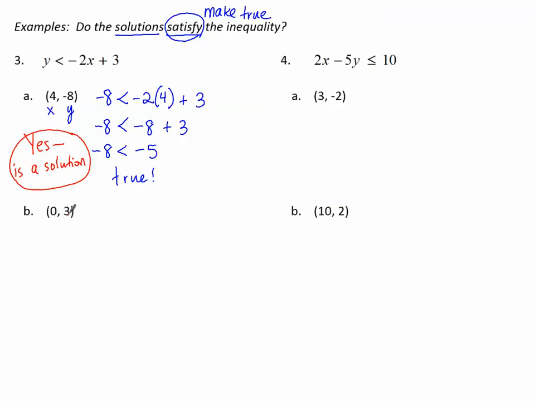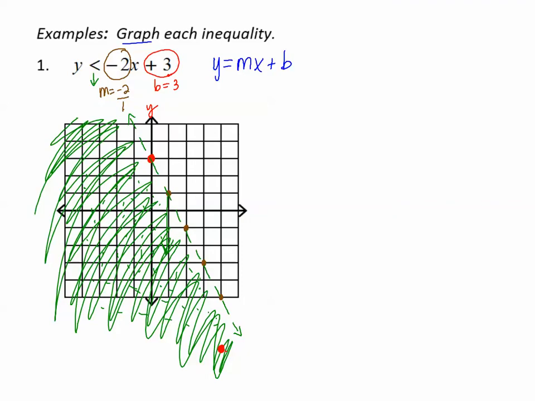What about 0, 3? Let's go back and look at the graph. 0, 1, 2, 3. Well, it's in the green part, but it's on a dashed line. And the dashed line means not solutions.